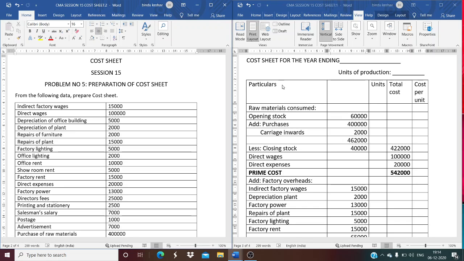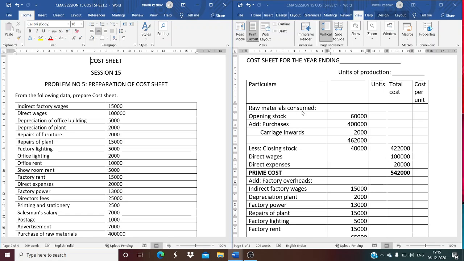So the columns will be particulars. This is the inner column for all the calculation. Then units, total cost and cost per unit. So in this problem, the number of units produced are not given. So this will be blank, as well as the last column cost per unit will also be blank, because we will not be able to find out the cost per unit since the number of units produced are not given. So let us begin the cost sheet with the direct materials.